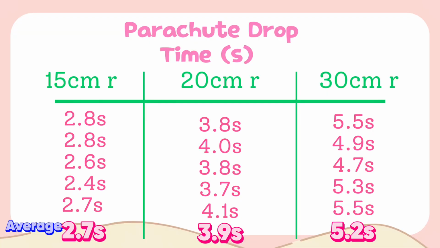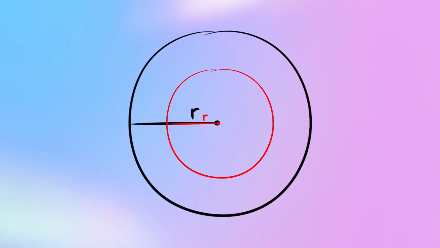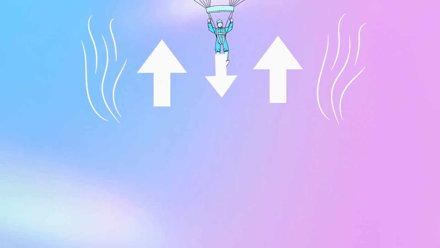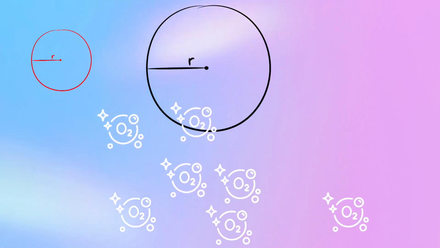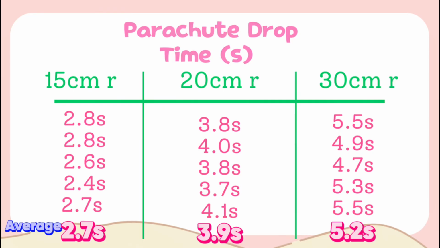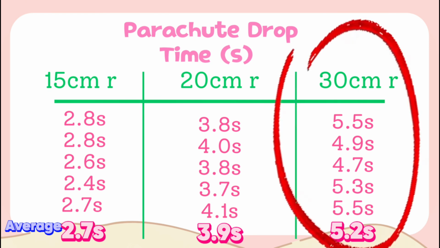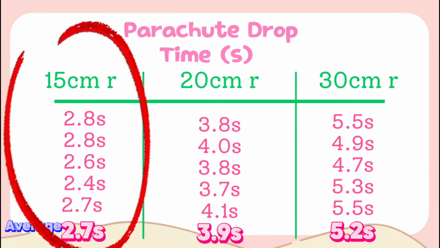Did you notice anything? I realized that the bigger the radius meant a bigger surface area, which also meant that there was a bigger drag force. When the surface area increases, it interacts with more air molecules, creating bigger drag. On the other hand, if the surface area is not as big, like the 15 centimeters one, then it will have less drag and drop faster. So, in this case, the biggest parachute had the slowest drop rate, while the smallest one had the fastest drop rate.